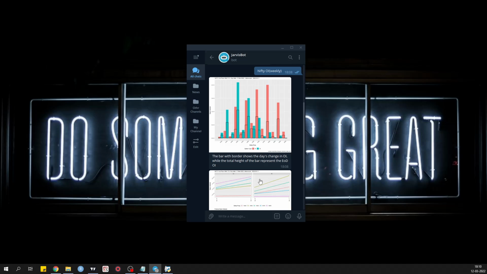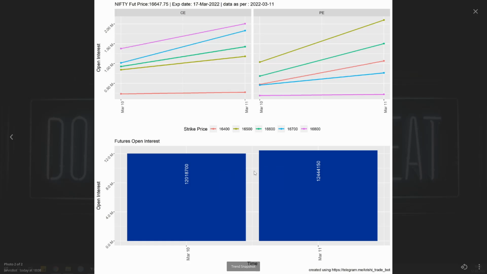And moving on, this is the second plot that we get, and this shows the bottom. It shows futures open interest as we are considering the weekly expiry. So the last expiry happened on March 10th, so it takes the data from March 10, and the next expiry is on the 17th. So from 10 to 17, the data will be there.